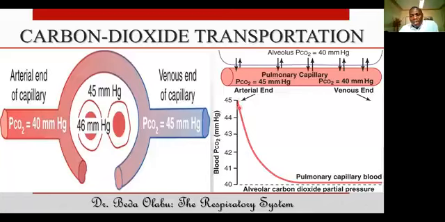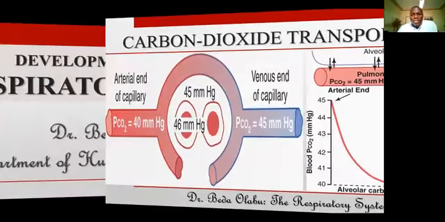Then the unloading of carbon dioxide occurs so that the partial pressure of carbon dioxide drops from 45 millimeters of mercury to 40 millimeters of mercury, similar to the concentration of carbon dioxide within the alveoli, which is at 40. We agreed that we are not looking into the formula of calculation of the partial pressures. So let's just use the values. That is how carbon dioxide is transported.